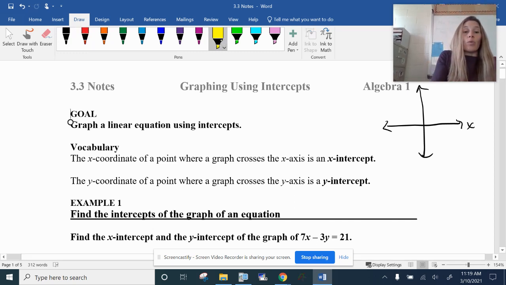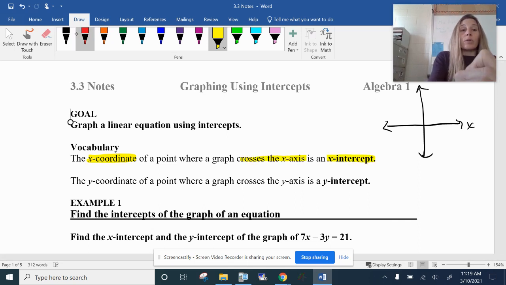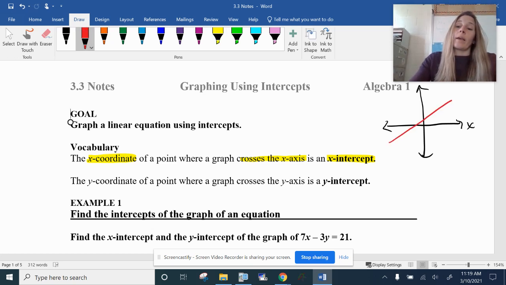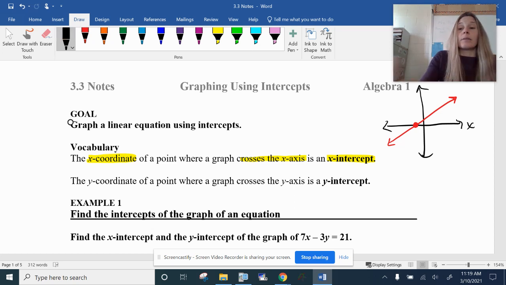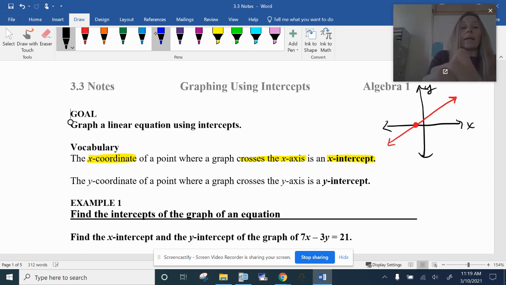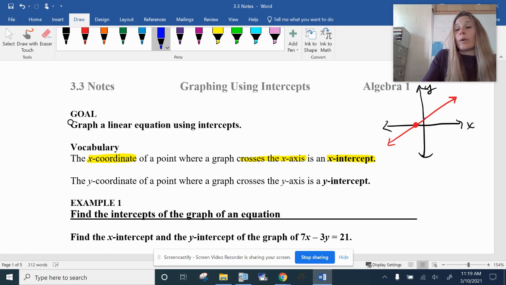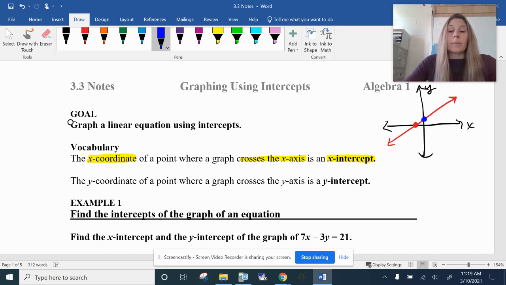So the x-coordinate of a point where the graph crosses the x-axis would be an intercept. So for example, let's say I had a graph going like this. The x-intercept would be this point right here where that line crosses the x-axis. And then the y-intercept would be this point right here where the line crosses the y-axis.